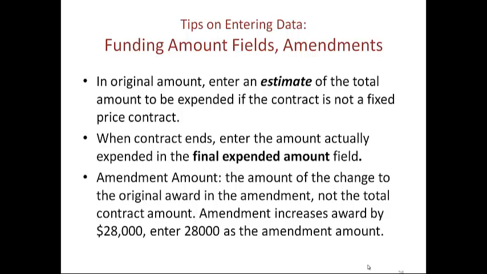So if an amendment increases a contract by $28,000, you're entering the $28,000 that you're increasing the contract by in the amendment amount. At the end of the contract, you'll sum all the additional funds from all your amendments along with the original amount and list the final expenditure.